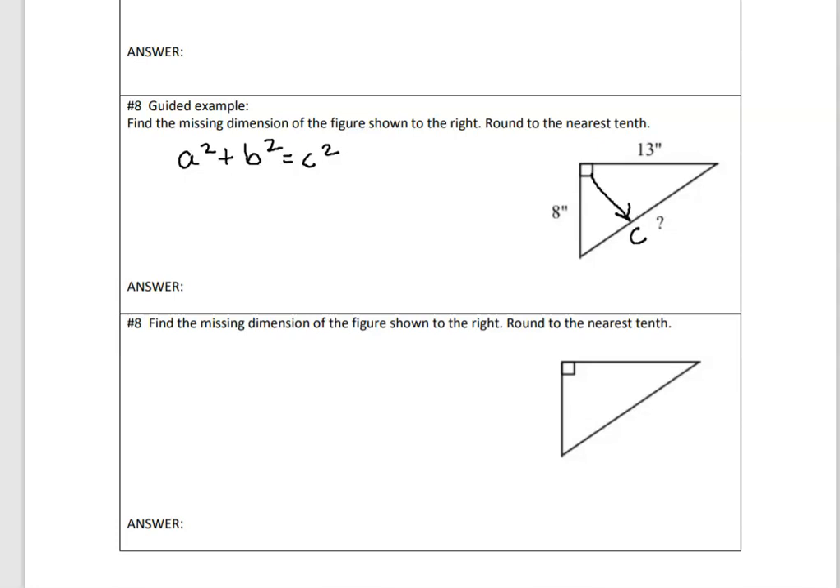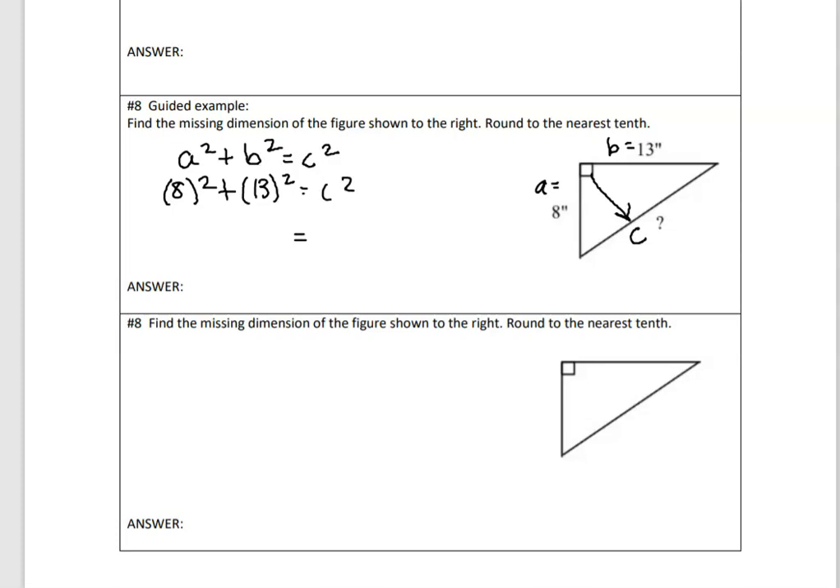We don't know what it is. The other two sides that are connected to the right angle are called legs, and it doesn't matter which one we call A and which one we call B, but those are your A and your B. Those are the legs. They're connected to the right angle. C is the hypotenuse, and it's always right across from the right angle. So in this problem, if I let A be 8, I would have 8 squared plus B, which is 13 squared, is equal to C squared.